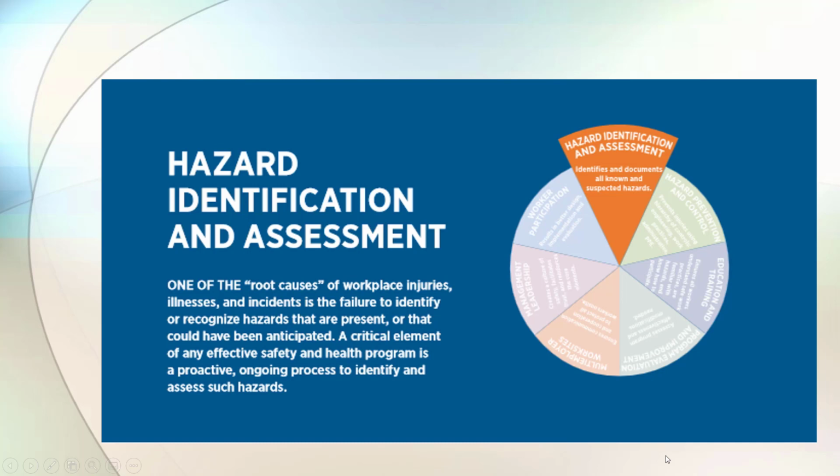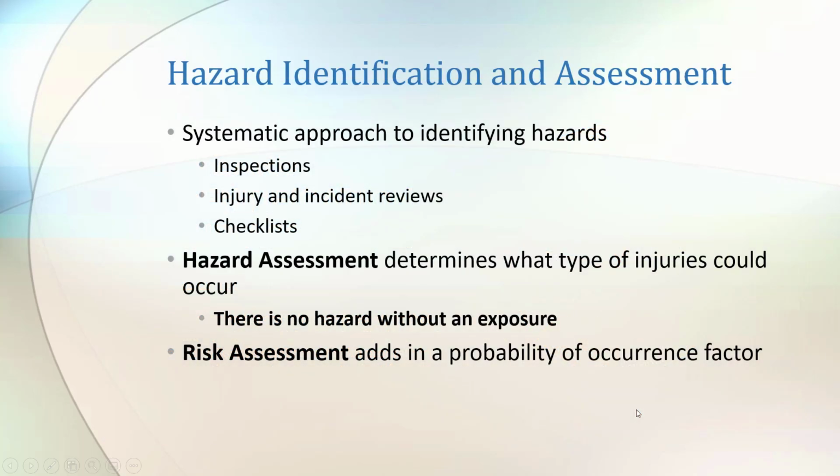Hazard identification and hazard assessment or risk assessment, which we talked about. Hazard identification is the bread and butter of identifying what is safe and what is unsafe and how you fix it. Without a good plan to identify hazards and then assess them and then correct them, having a safety plan kind of goes out the window.